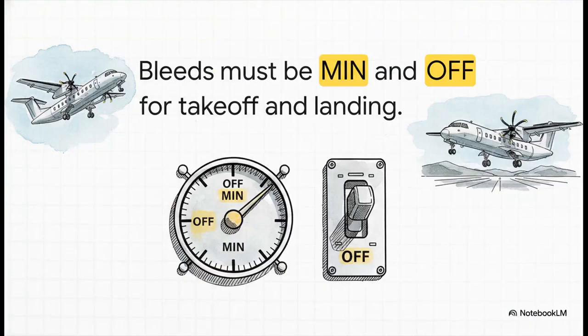Here is the foundational rule for the entire Q400 fleet. Listen closely. Bleeds must be selected to MIN and off for takeoff and landing. Literally, just memorize that phrase right now, MIN and off. Whenever you're in a ground proximity phase, meaning you're taking off from the runway or you're coming back down to land, this exact switch state is required on the Bombardier Q400. It is a strict rule, guys, not a suggestion.